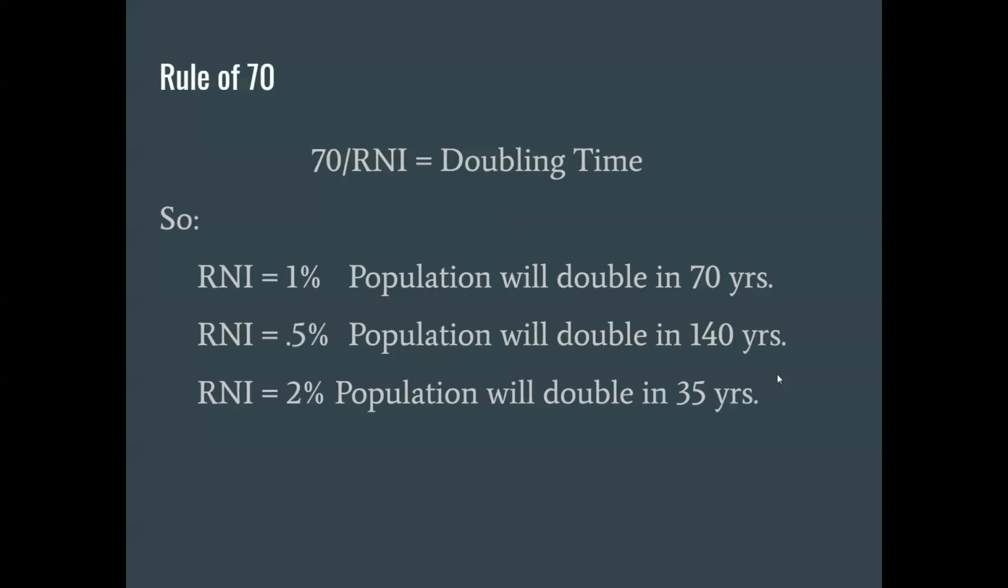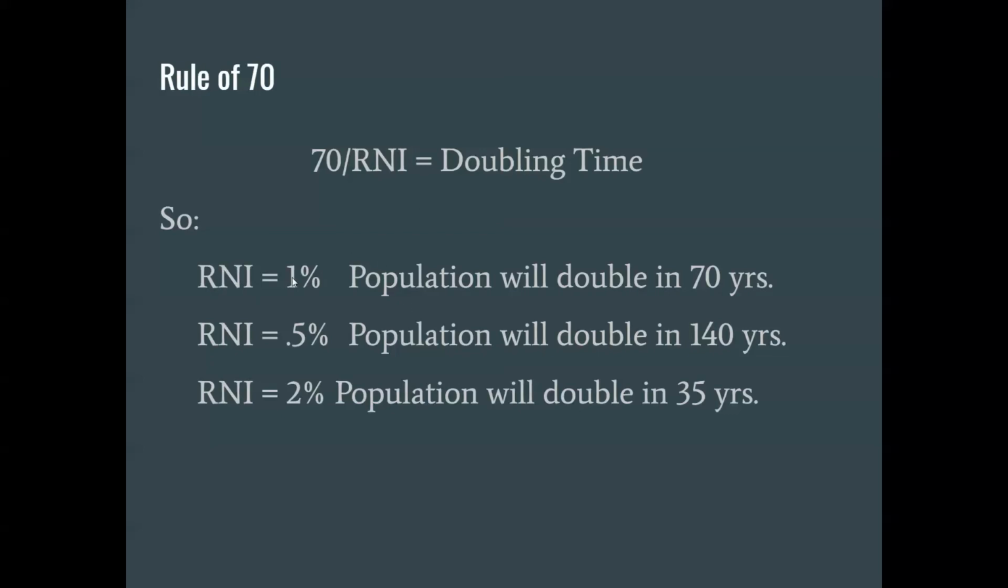The other thing that's really nice about this is that once you have that rate of natural increase, you can figure out how long it's going to take a population to double in size. We call this the doubling time. If we take whatever that rate is and divide 70 by that rate, we get essentially the time to double. And here's an important way of thinking about it.